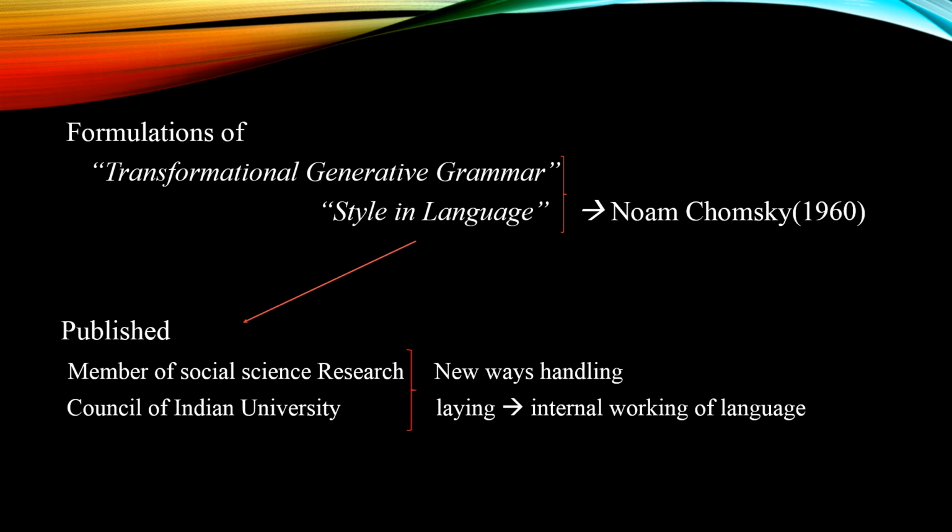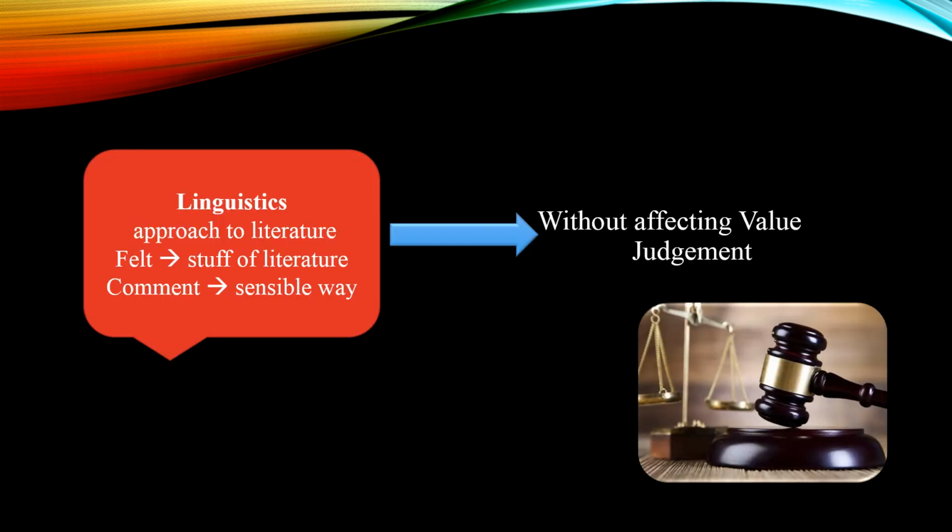For this, a new book entitled Transformational Generative Grammar, Style in Language, was published by Noam Chomsky. He published it as a member of a social science research council, and in this new way he was handling and laying out the internal workings of language, how language is influenced. So in general, linguistics is an approach to literature.